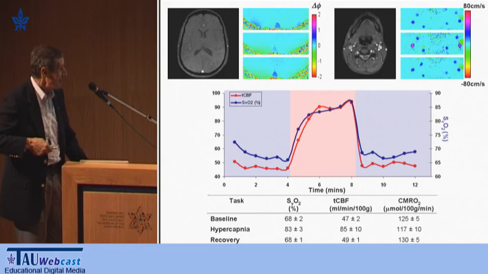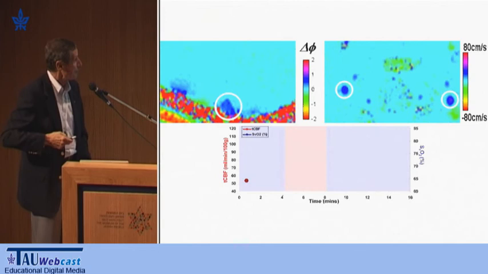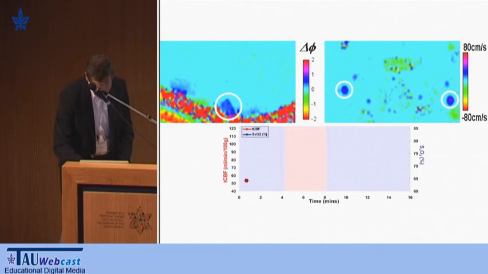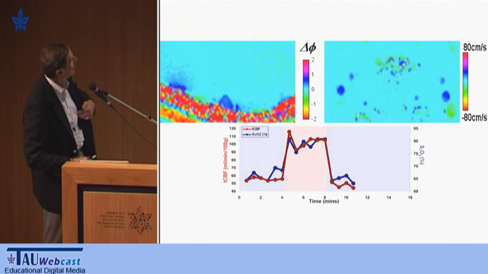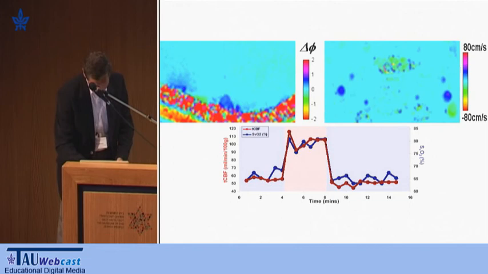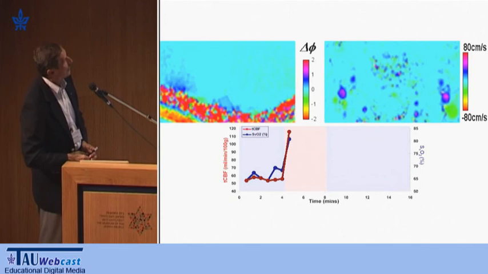differences in CMRO2. I'd like to show this brief video, and you may want to focus on either the left or the right panel, see what happens. A lowering of the phase contrast during hypercapnia, and similarly an increase in flow in the carotids and vertebrals that can be quite nicely seen here.